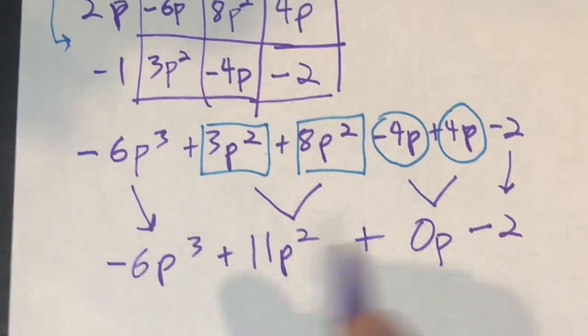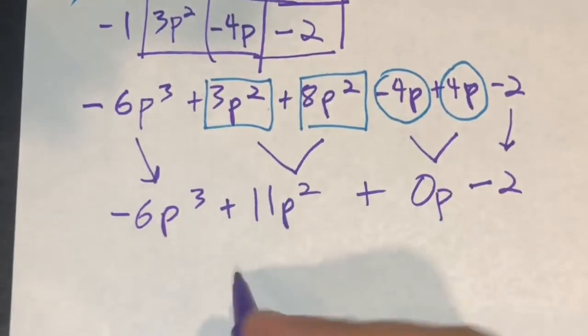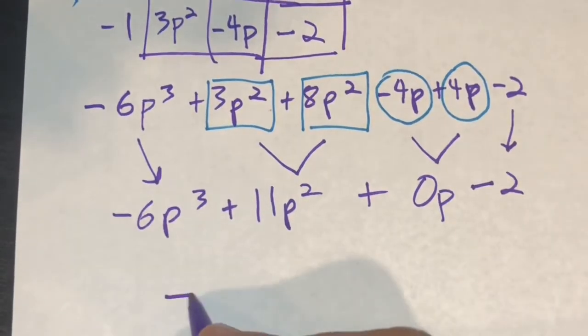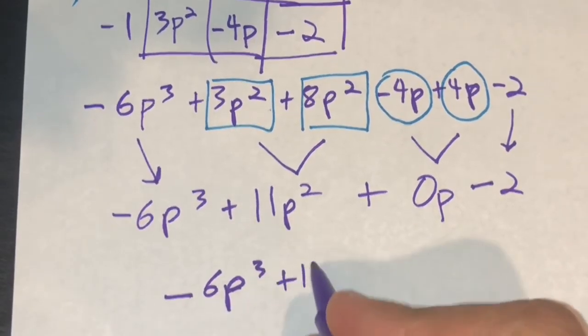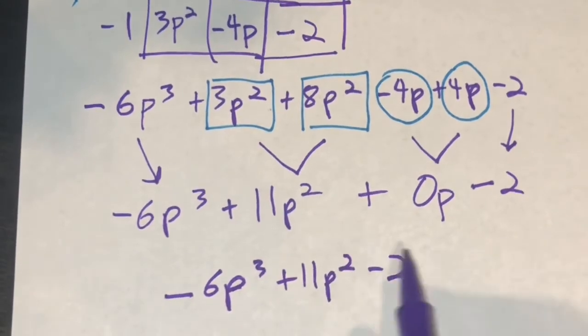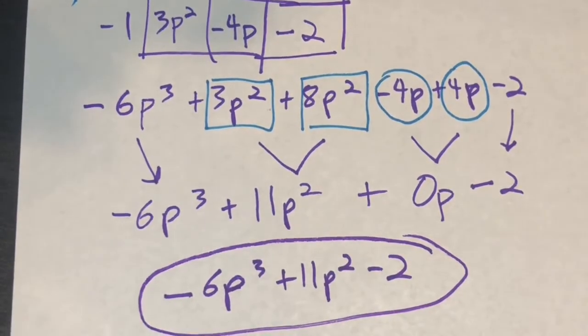I'm just going to rewrite this to get rid of this 0p because I don't need that. Negative 6p to the third plus 11p squared minus 2. And that would be my final answer.